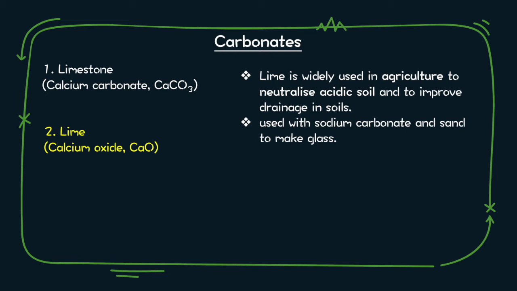So for lime, apart from using it in agriculture, we can also use it with sodium carbonate and sand to make glass. And this one we will go into in detail in chapter 9 in SPM.